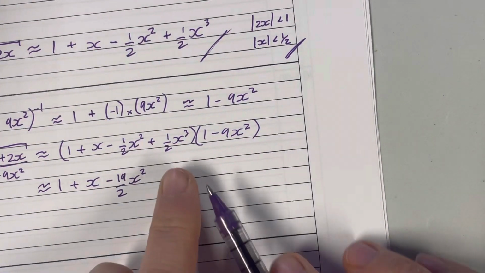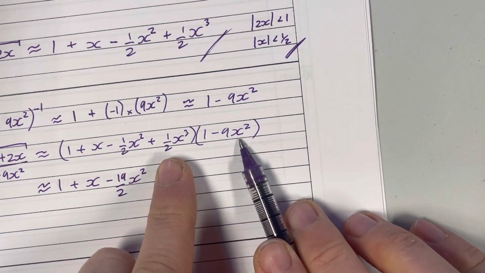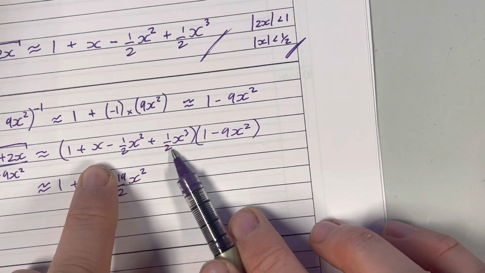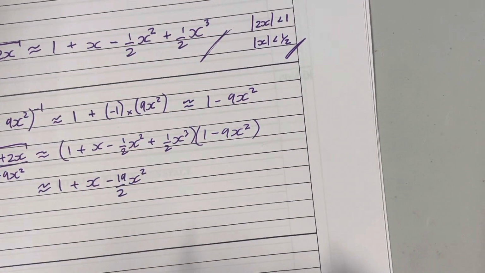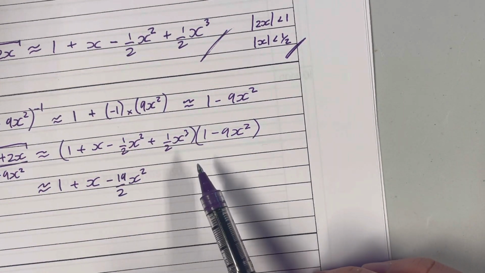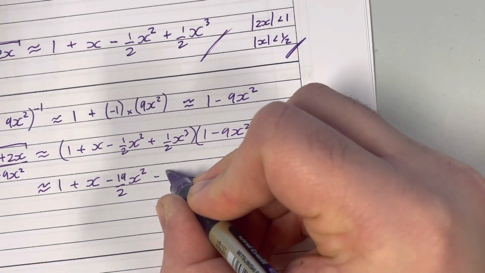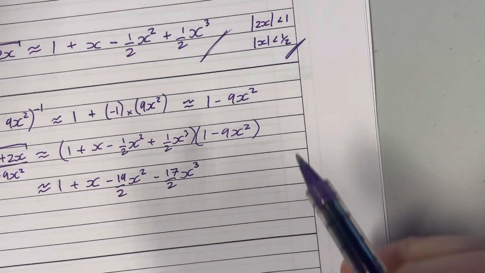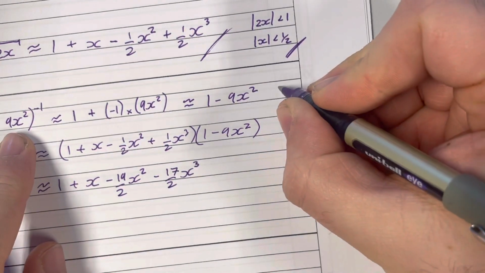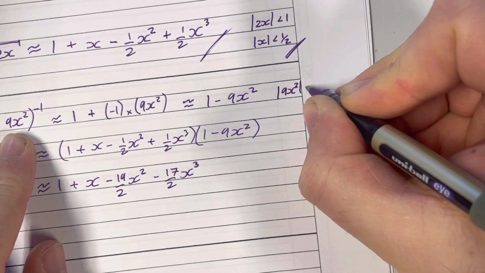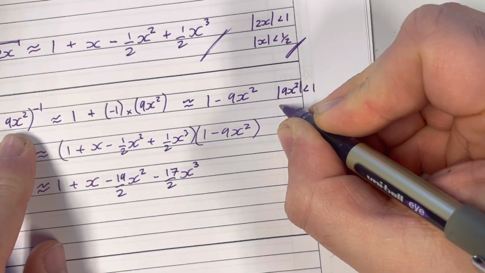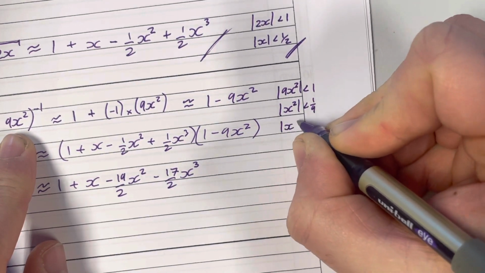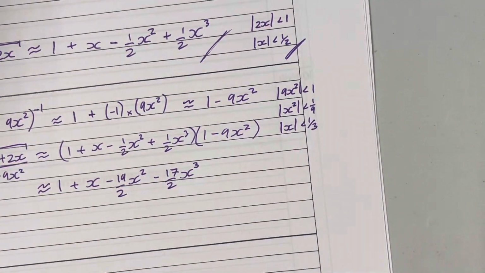And then the cubic term comes from the cubic times the constant and the quadratic times the linear. So in this case, I'm going to get minus 9 again, but this time plus a half, rather than minus a half. So that is minus 8.5, which is minus 17 halves x cubed. And this expansion is valid for the modulus of 9x squared being less than 1, which is the same as the modulus of x squared being less than a ninth, which is the modulus of x being less than a third.